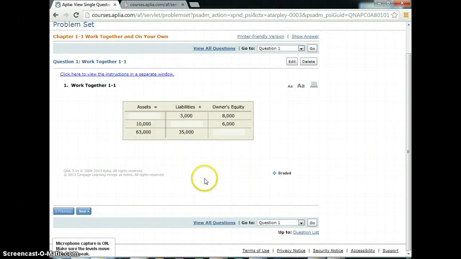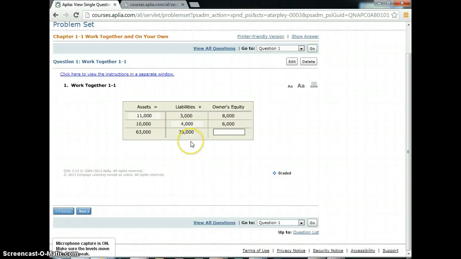So all we're looking to do here is to complete the equation. So blank equals 3,000 plus 8,000. So right here, in order for my equation to stay in balance, it has to be 11,000. That way my assets equal my liabilities plus owner's equity. Here my assets equal 10,000 and my owner's equity equals 6. Therefore my liabilities have to equal 4,000.